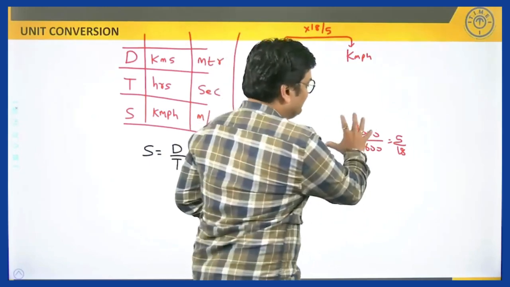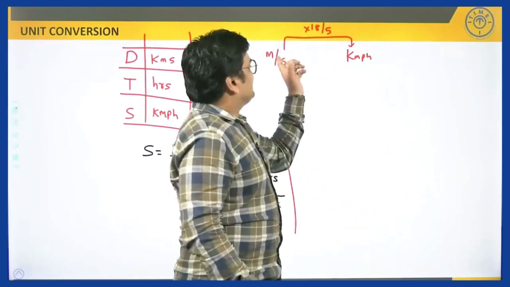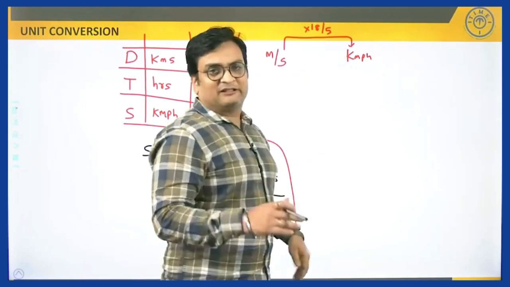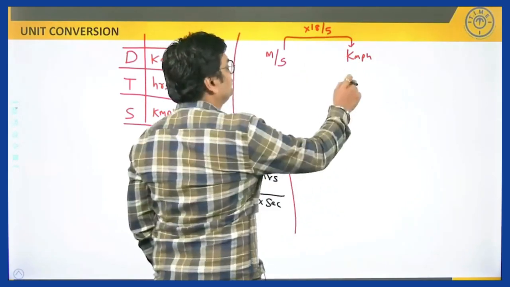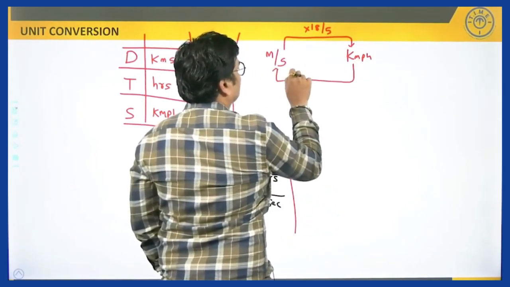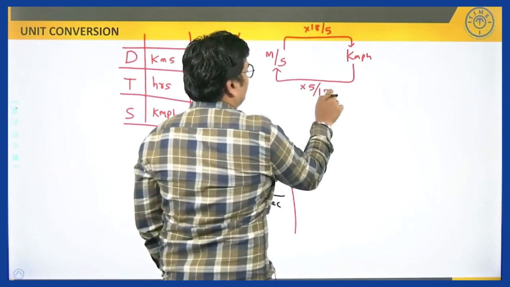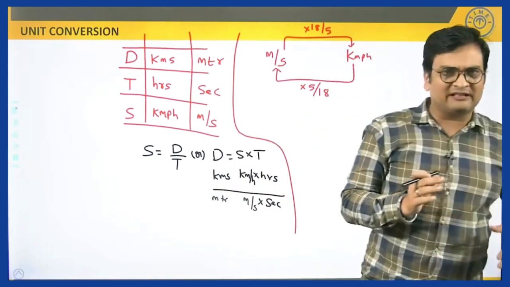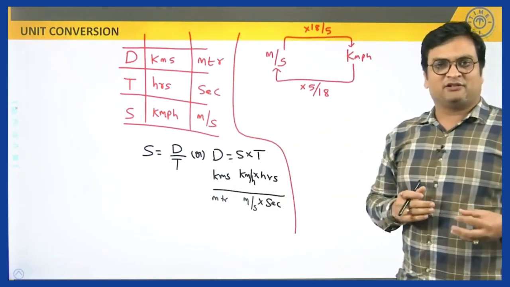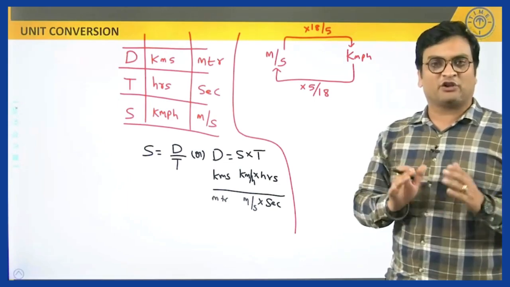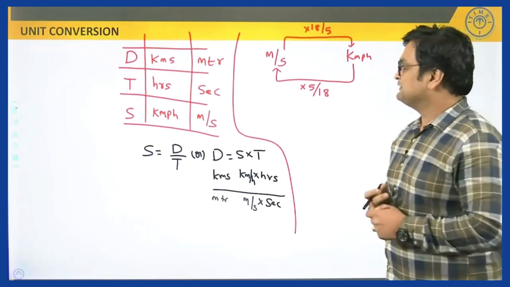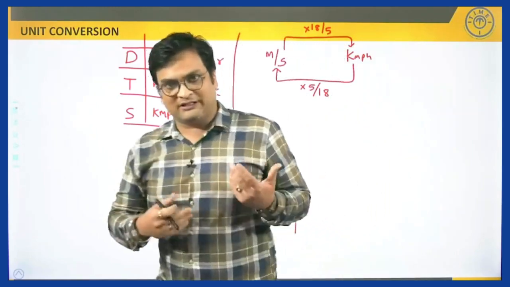So it's better we simply remember that for meters per second to kilometers per hour, the factor should be 18 by 5. And if you want to do the reverse conversion, kmph to meters per second, the factor should be 5 upon 18. Okay, this is how we convert one unit of speed into some other unit depending on the context that we have in the problem. So this is the very first thing that I would like to cover, right?